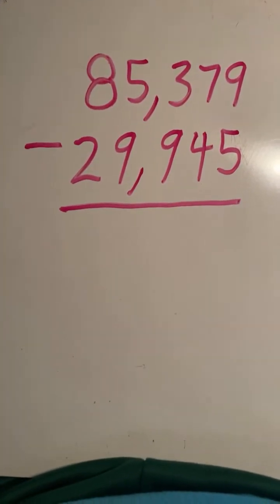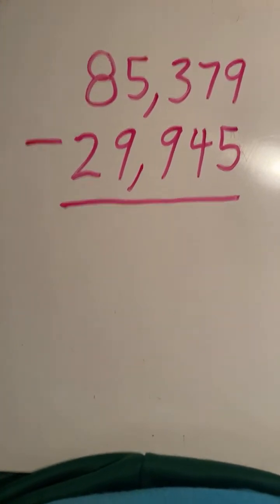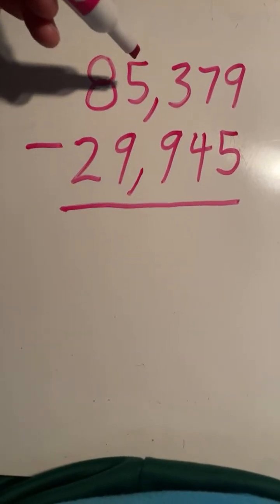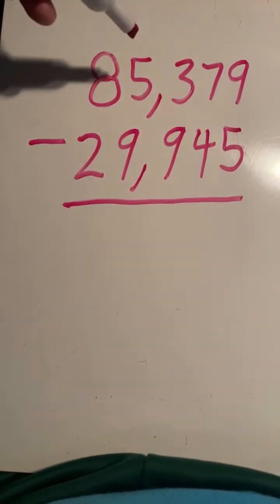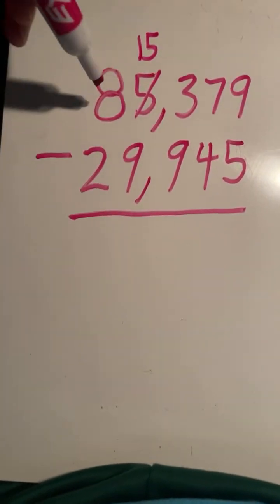All right, we're doing all of our regrouping before we do any subtraction. Always regroup from left to right. We're good in the 10,000s place. In the thousands place, you can't have 5 and then take away 9, so we have to regroup. The 5 is going to become a 15, and the 8 is going to become a 7.